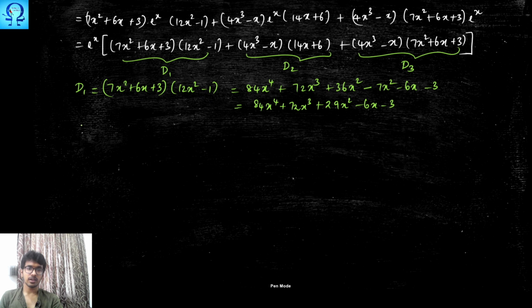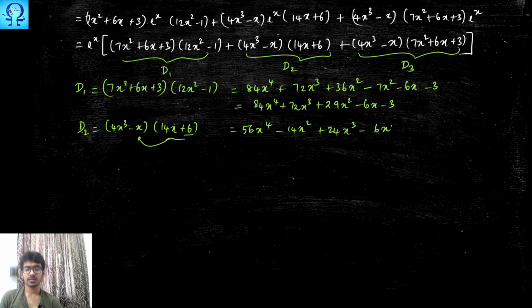Similarly, we need to calculate D2. Okay, let me calculate D2. That happens to be 4x cube minus x times 14x plus 6. So now I'll have to multiply this 14x with these terms. So 14 times of 4 happens to be 56x power 4, and minus 14x squared. And when I multiply 6 with these terms, 6 fours are 24x cube, minus 6x. Okay, so it is done.